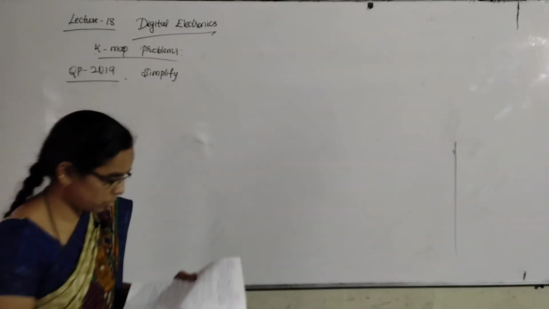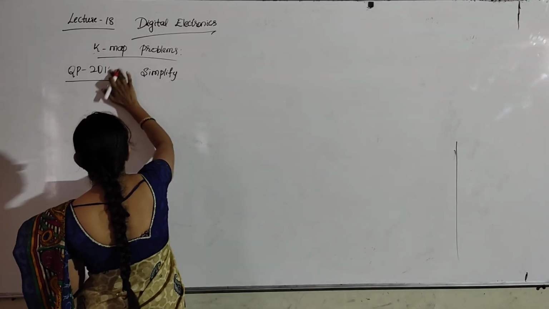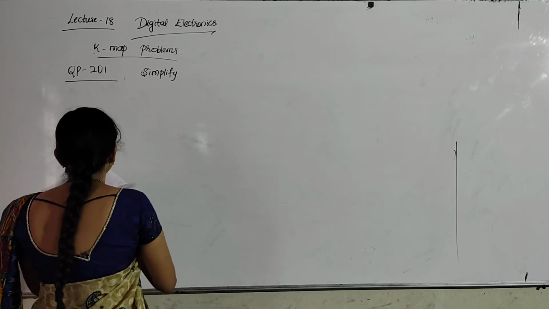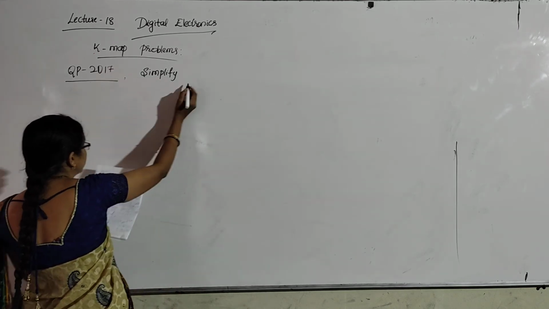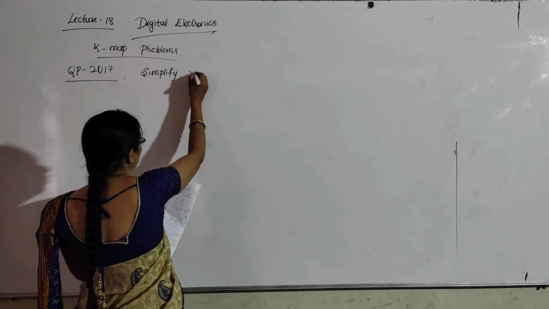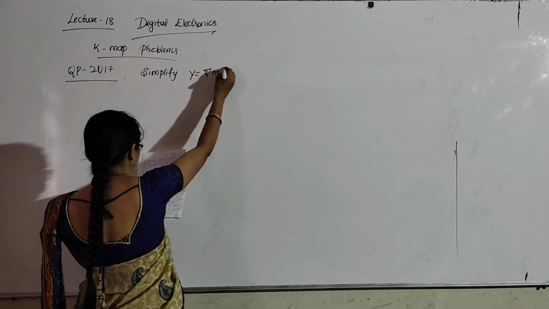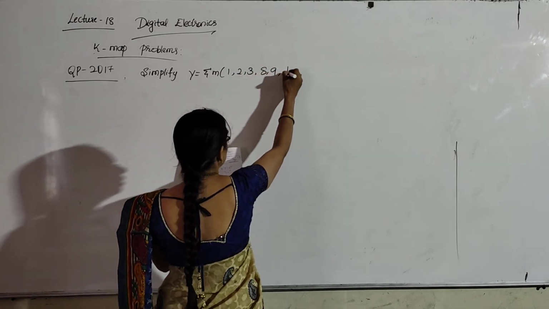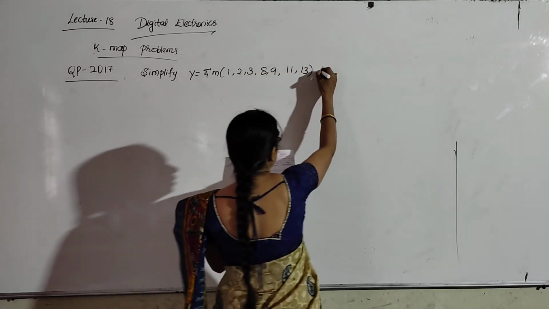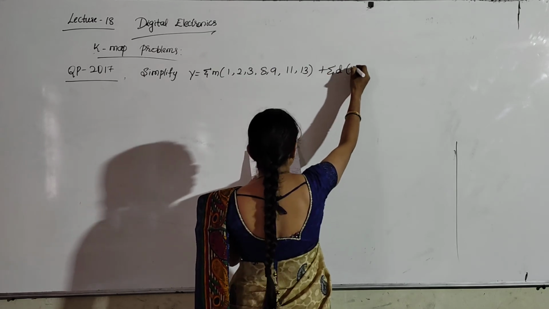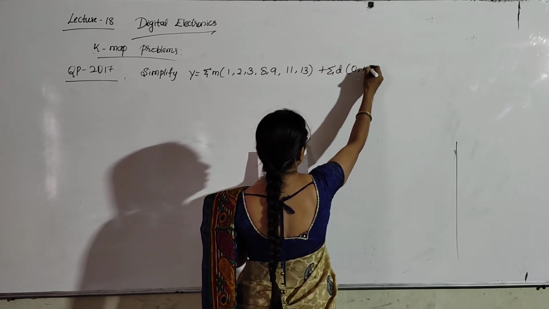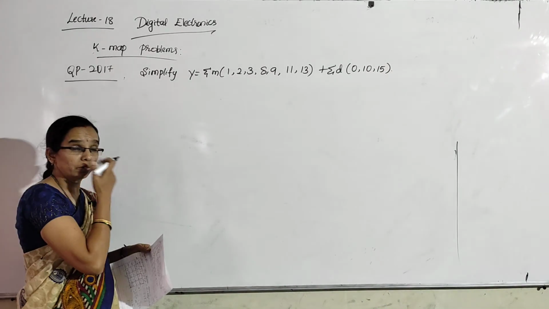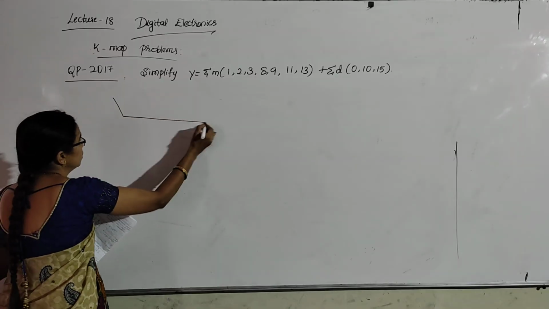It's also from the question paper 2016-17. Simplify Y is equal to sigma m 1, 2, 3, 8, 9, 11, 13 plus don't care conditions 0, 10, 15. And also write the logic circuit for the simplified expression.